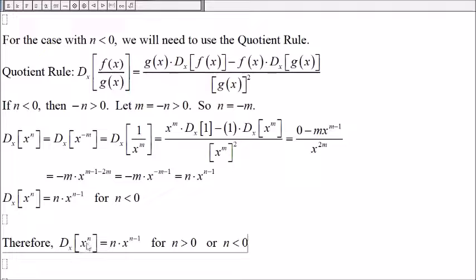And again, if n is 0, then x to the 0 is just 1, and the derivative of 1 is just 0. And again, this is called the power rule for derivatives.